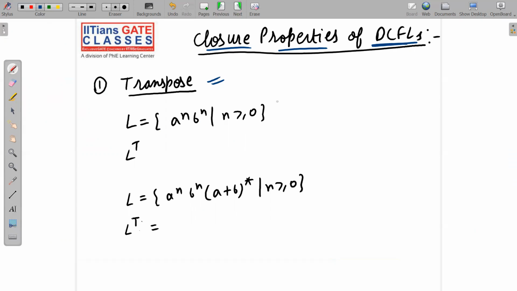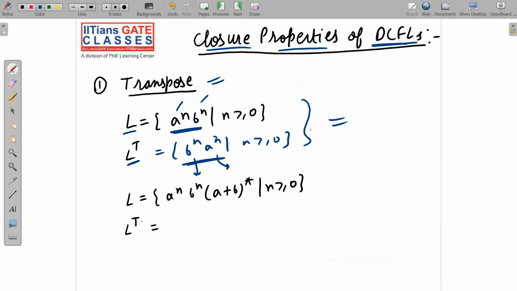In the transpose operation, are DCFLs closed or not? I will directly say, you will think that L is A power N, B power N. So L transpose will be, sir, obviously you will say B power N, A power N, such that N is greater than or equal to 0. So obviously this is DCFL and this is also DCFL. The only thing is, here A's are pushed and from B we are popping. Here B's will be pushed and from A we will do popping. So that means DCFLs are closed under transpose. Can I say this thing?